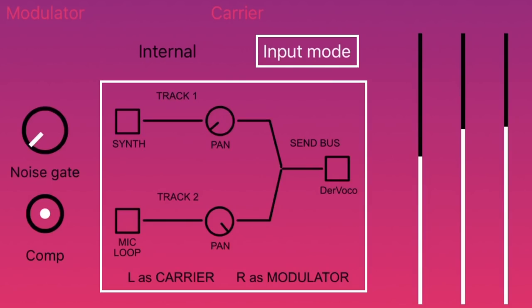So in this mode, we can now run our microphone on the right channel as a modulator. And for the carrier input, which is now the left channel, well, we can pretty much put anything we want in there. It does not have to be a synthesizer. It can be a guitar, it can be a drum, it can even be another vocoder output.